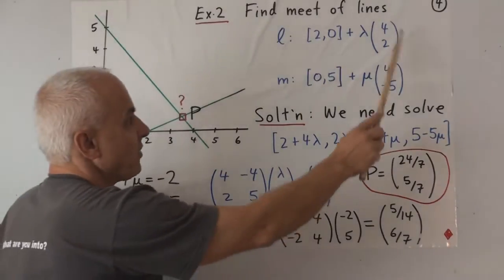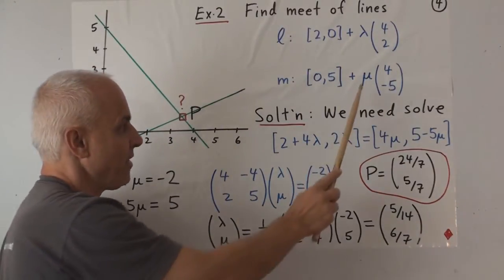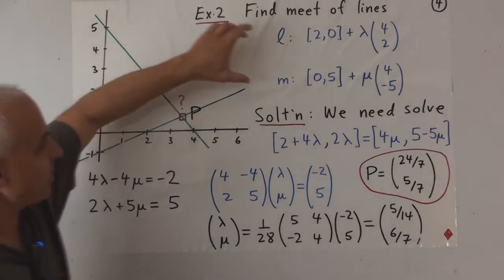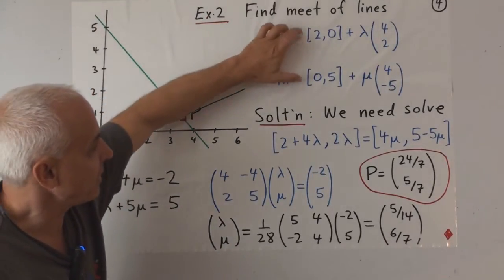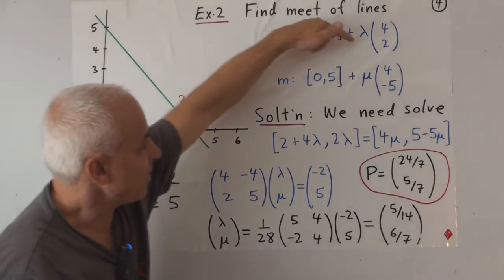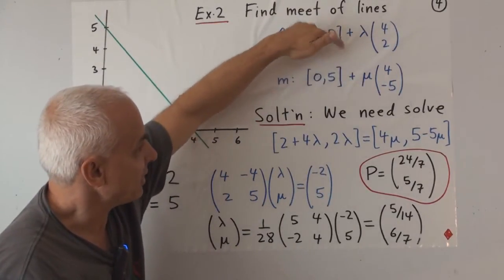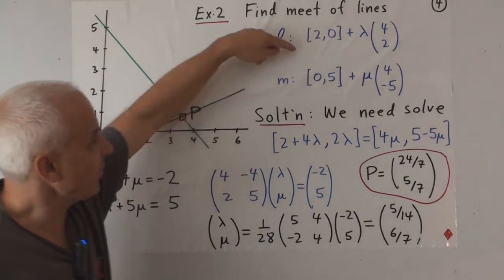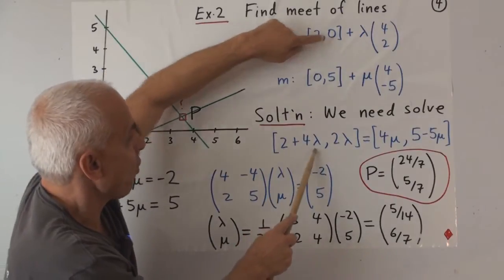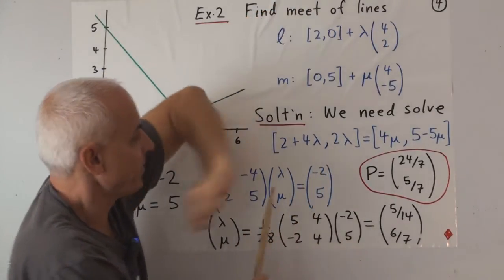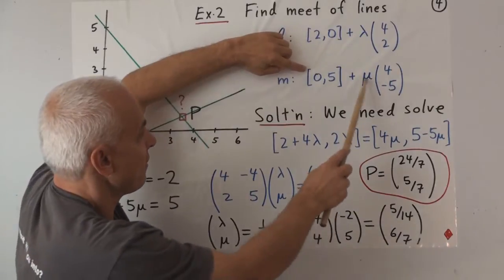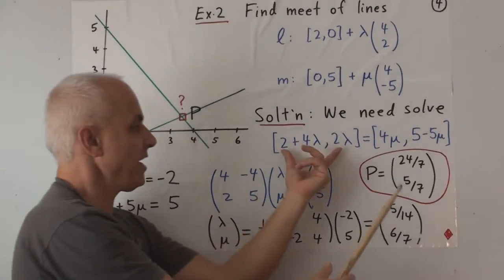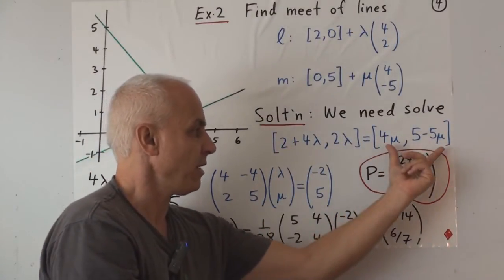So these are two parametric forms, one in terms of a parameter lambda, the other in terms of another parameter mu. What we want to do in this context is to find where these two lines meet, to find the parameter lambda and the parameter mu, so that these two positions actually agree. If we write this out as a point, it's (2 plus 4 lambda, 2 lambda). And if we write this out as a point, it's (4 mu, 5 minus 5 mu). So we want to find lambda and mu so that this point equals this point.